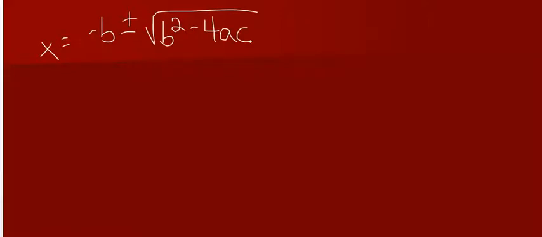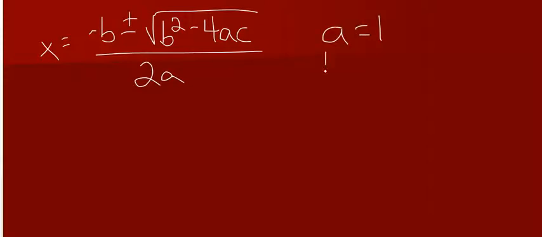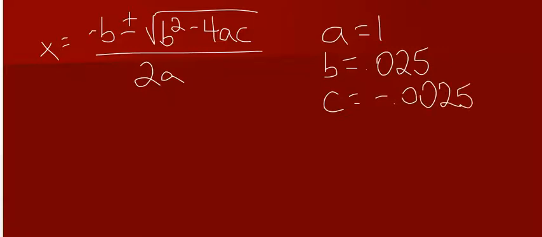The quadratic is x equals negative b plus or minus square root of b squared minus 4ac over 2a. And in my case, a was 1, because it was just x squared. B was 0.025, and C was negative 0.0025. So you can plug in those numbers and solve for x.